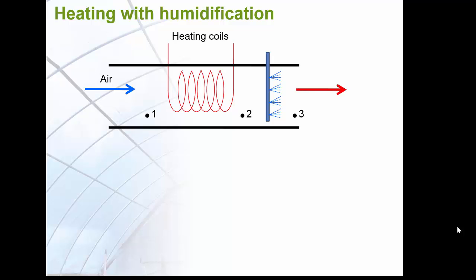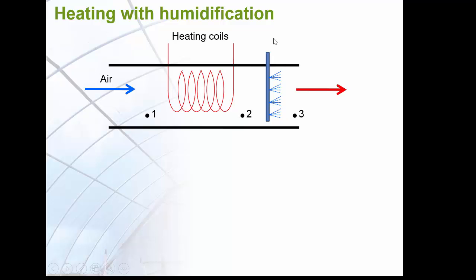An alternative process to sensible heating is a heating with humidification process, as you can see on the schematics here. So in this case, we have incoming air at state point one that goes through the heating coils, and we reach state point two. So until here, it's the process we discussed earlier. That's the sensible heating process.